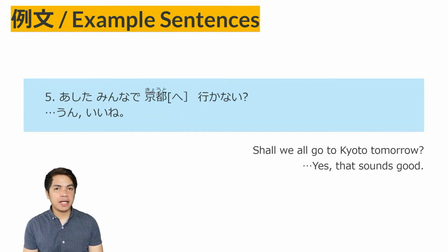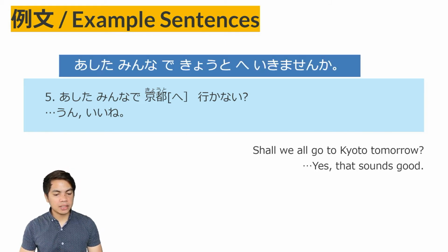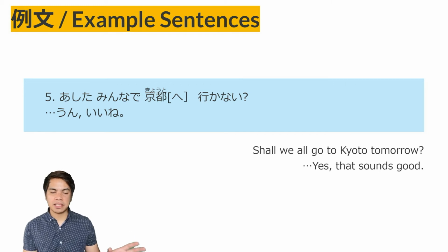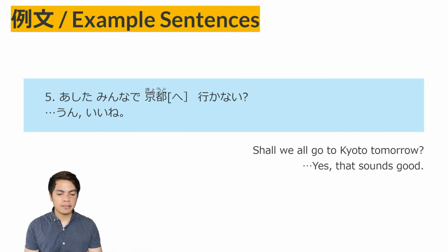Example sentence number 5. Ashita minna de Kyoto ikanai? Ii ne. So, the polite style for this sentence is Ashita minna de Kyoto e ikimasen ka? So, if you remember, the ikimasen ka is asking someone or inviting someone to do something. Ikimasen is ikanai, the plain style for ikimasen. Then, question mark. Or hai, ii desu ne, ii ne.